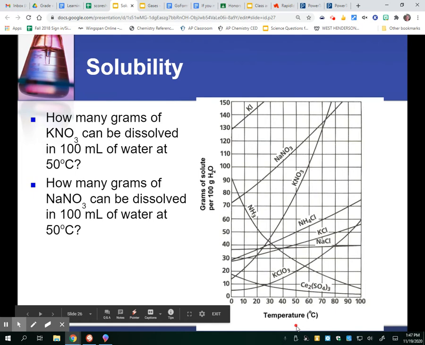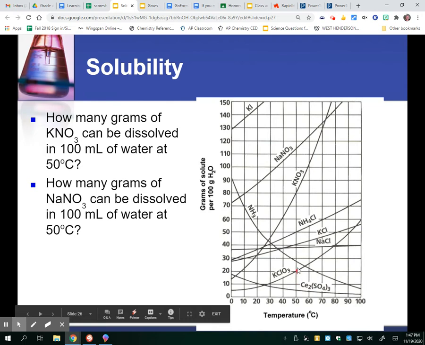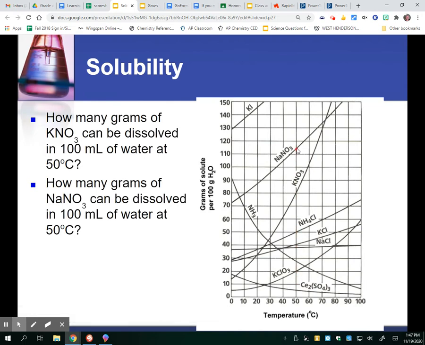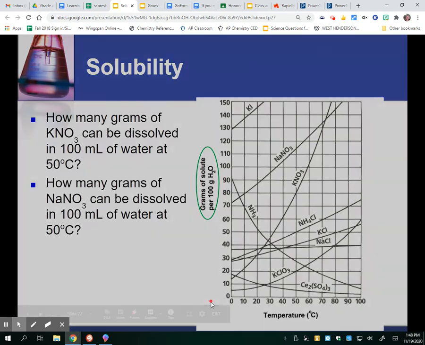Well, let's look at a different substance. Same temperature, 50 degrees C. Now we want to look at sodium nitrate. So as we go up 50 degrees C, we have to go to where the line crosses sodium nitrate, and then we're going to go over, and it's somewhere here between 110 and 120. It looks a little less than halfway, so maybe 114 grams of sodium nitrate can dissolve in 100 milliliters of water at 50 degrees C. So that's really how these graphs are read. You just have to make sure you go to the correct line and pay attention to those units there on solubility.